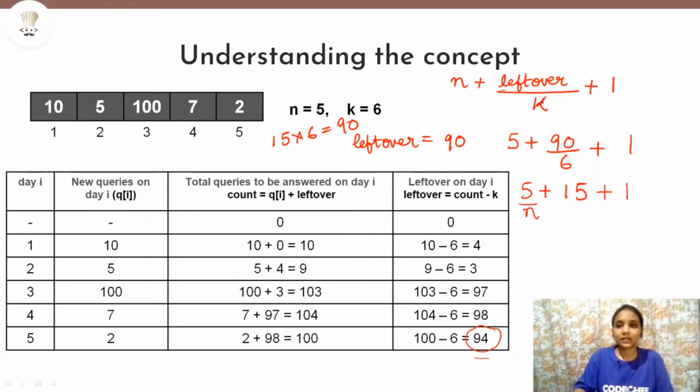So the number of days it will take for all the leftovers to be answered, and we will only take the integer part of this division. Now if this division is a decimal, that means there is some remainder which is less than k. That is why we have done plus 1, which denotes that it will be the final day when chef will answer less than k queries.